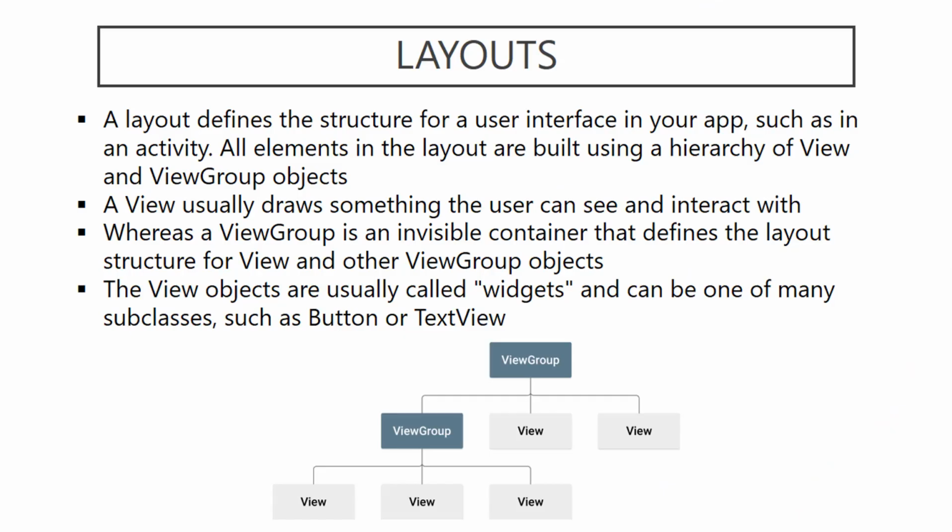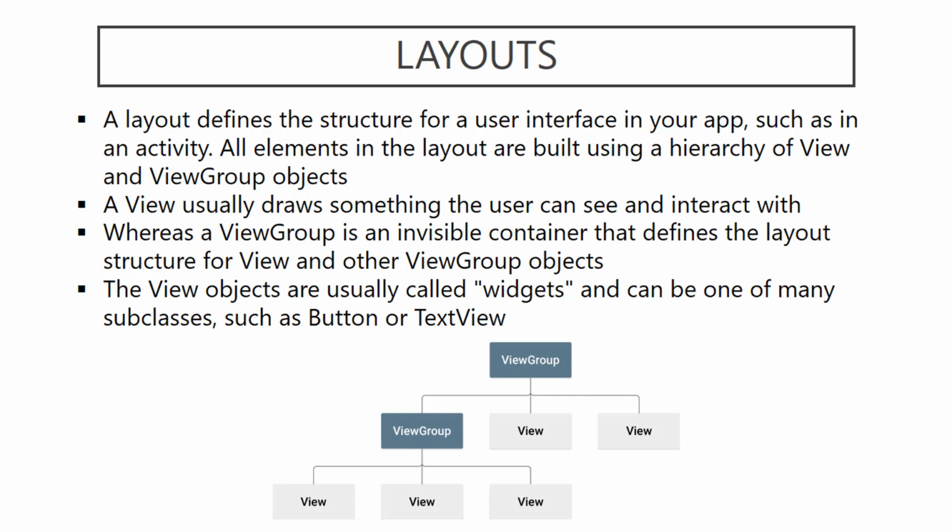So layouts simply define the structure for your UI within your app, such as an activity that we've been taking a look at, right? We've been developing an app so far. All elements within a layout are built using a hierarchy of view and view group objects. Think of the view as simply anything that you place onto your canvas, activity, or screen. That typically draws something that the user can see and interact with. Okay, so that's called a view. This could be a text view, for example. This could be a button view, and so on.